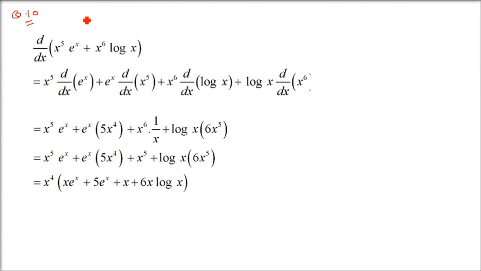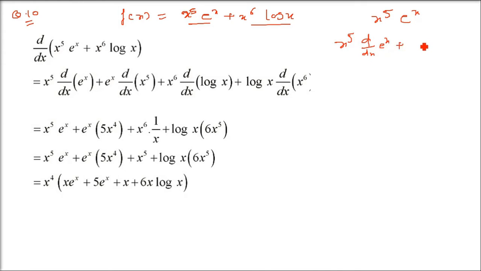Question number 10. X raised 5 e raised x and then we have x raised 6 log x. So x raised 5 e raised x plus x raised 6 log x. So what do we do here? We will treat this as u and v. First we'll deal with x5 e^x. So x5 d by dx e raise x plus e raise x d by dx of x raise 5. So you have x5 e raise x plus e raise x, x to the power 5 is 5 x to the power 4.